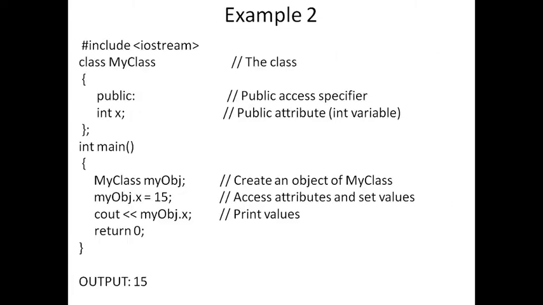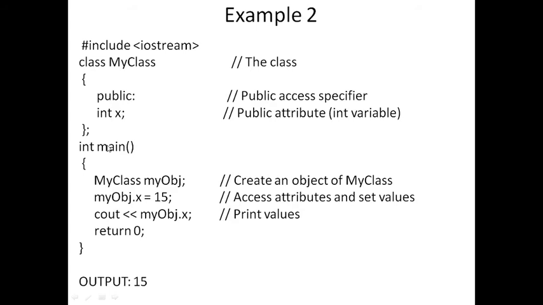Then this is an example for you. In this example, first of all include the header section, then class MyClass. Class is a keyword to create the class, and MyClass is the name of the class. Then open curly braces, then close curly braces. Between these curly braces the attributes are declared. Here the x attribute is an integer type and it is a public attribute. How can we define that x is a public attribute? By the help of the access specifier. Here we are using the public access specifier, so x is a public attribute.